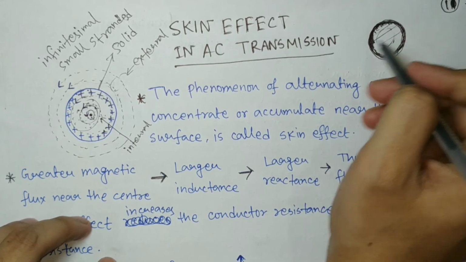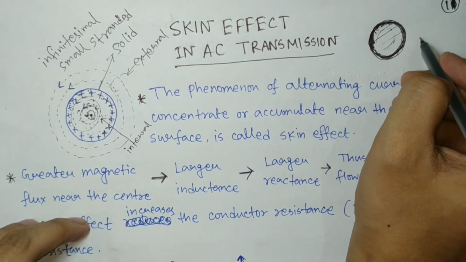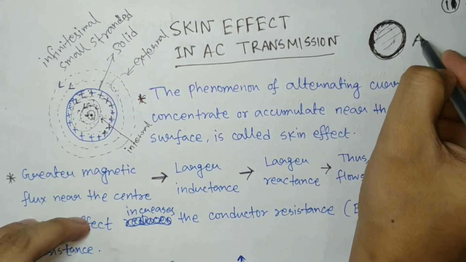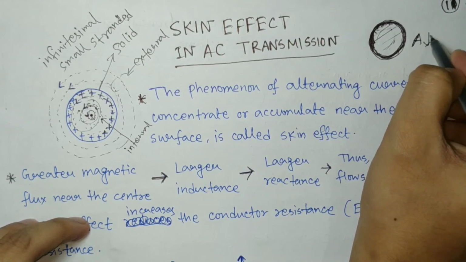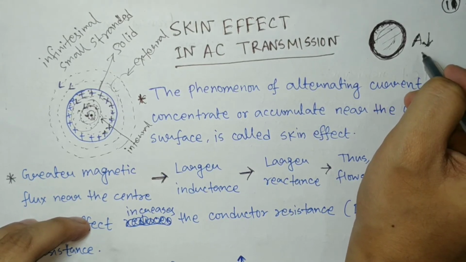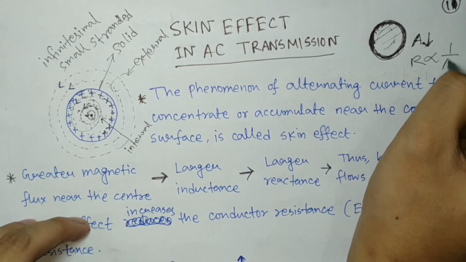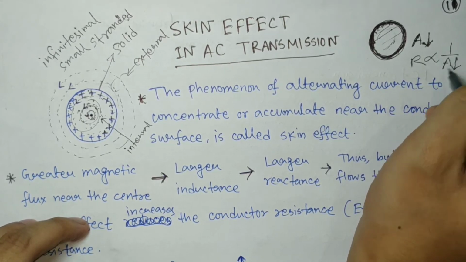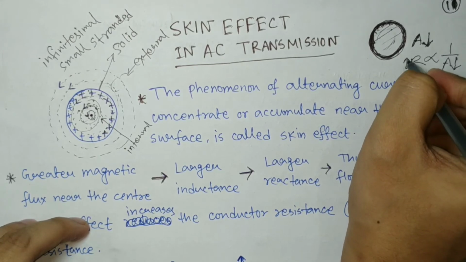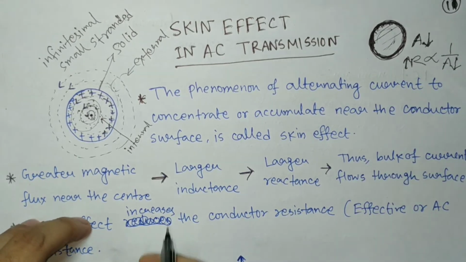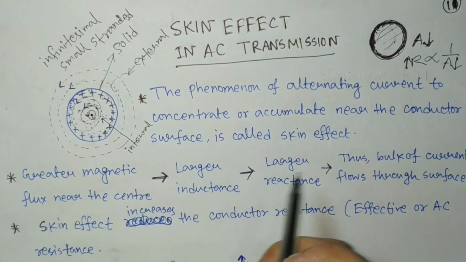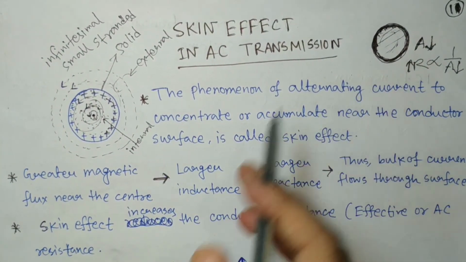So we can say, due to this skin effect, the effective area gets reduced. Now as we know, the resistance is inversely proportional to the area. So if your area is reduced, your resistance will be increased. All right, I will come to this point afterwards.